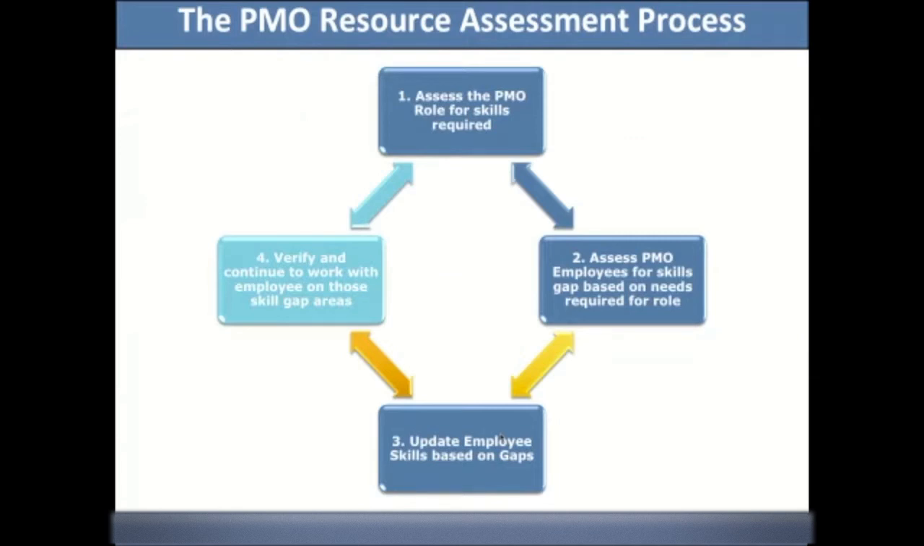So here they are. Number 1, assess the PMO role for the skills required. Number 2, assess the PMO employees for the skills gaps based on the needs required for that role. Number 3, update the employee skills based on the gaps. And then number 4, verify and continue to work with those employees on the skill gap areas. That's it. It's pretty simple. It's a 4-step process, but you'd be surprised how many PMO managers struggle with this and just don't know how to do it.